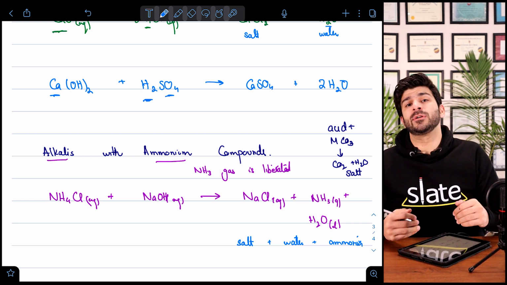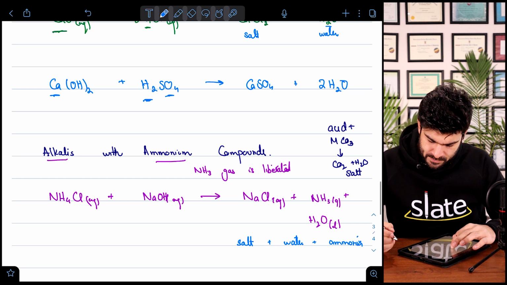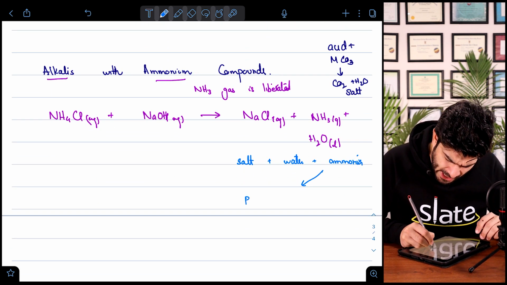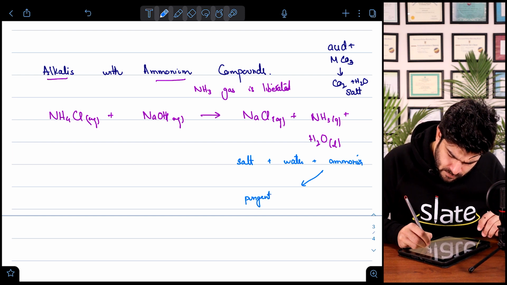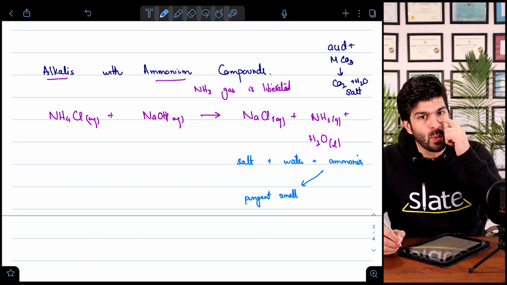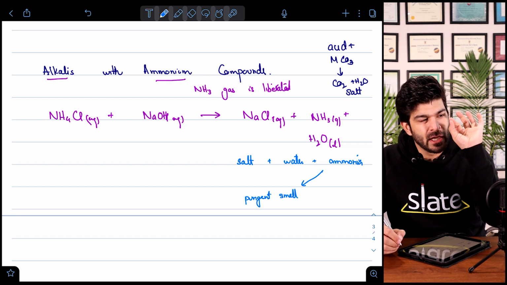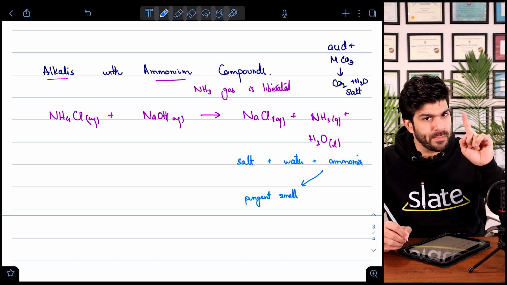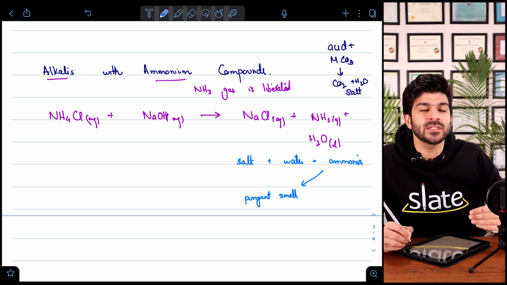And how do we find out that it's the ammonia gas? There are two ways. A, it has a pungent smell. By pungent, we mean it's a very sharp smell. If you smell it, you will feel something sharp, just like a needle has hit your nose. It's that sharp. So that's one qualitative test of ammonia.